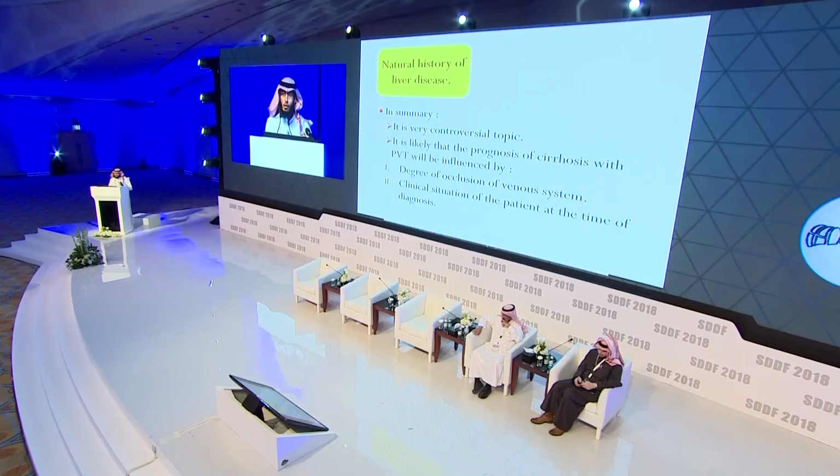So we can summarize the impact of PVT on the natural history of liver disease by the following points. Again, it is still a very controversial topic, with many contradicting studies. And we can say it is likely that the prognosis of cirrhosis with PVT will be influenced not only by PVT by itself, but by the degree of the occlusion of the venous system and the clinical situation of the patient at the time of liver transplantation.